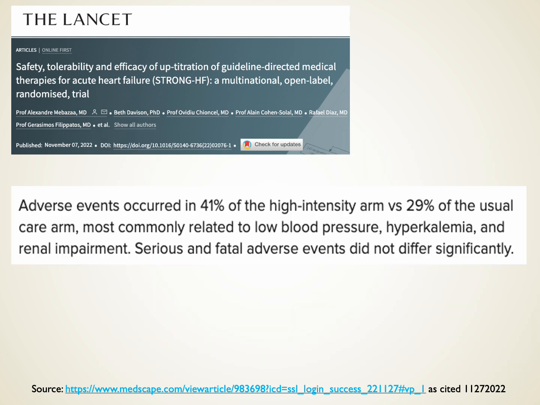That, however, did come at a price. Both the resources to do it, which is pretty hard to do, but also the patients in the high-intensity arm had higher degrees of adverse events compared to the usual care arm, usually lower blood pressure, hyperkalemia, or renal impairment, but really no significant differences in serious or fatal adverse effects.